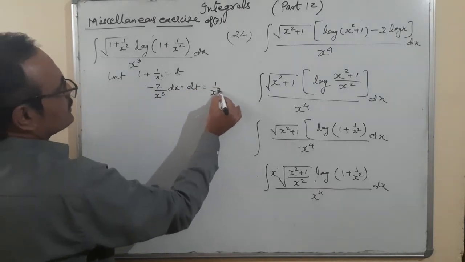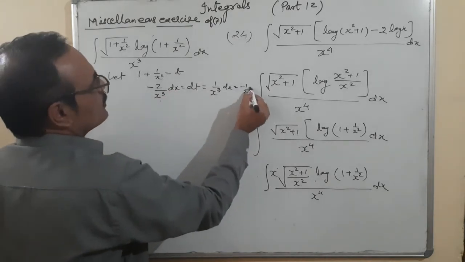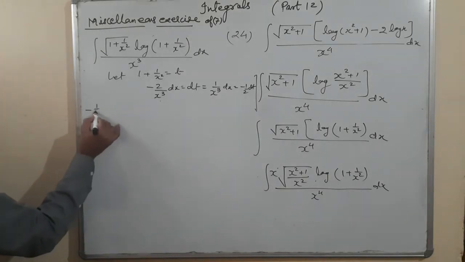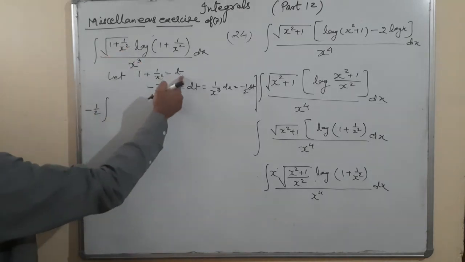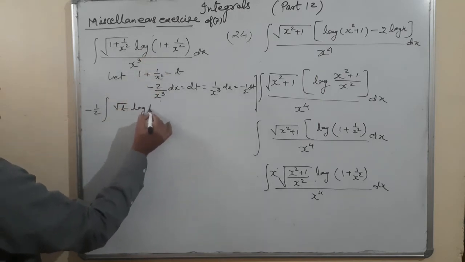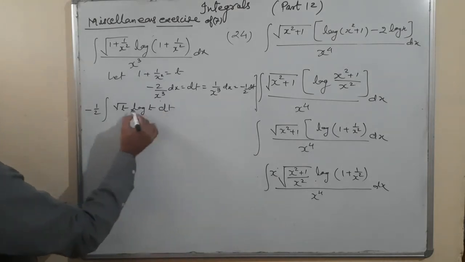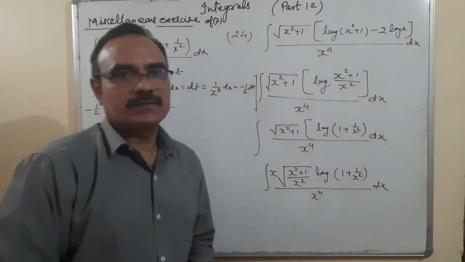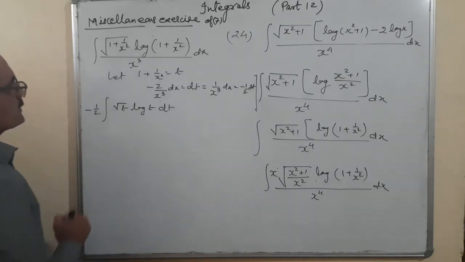Therefore 1 upon x cube dx is equal to minus 1 upon 2 dt. Okay, replace the value: minus 1 upon 2, under root t, log t, and 1 upon x cube dx is equal to minus 1 upon 2 dt. Okay, two functions, integration by parts. The logarithmic term is first, the root term is second.